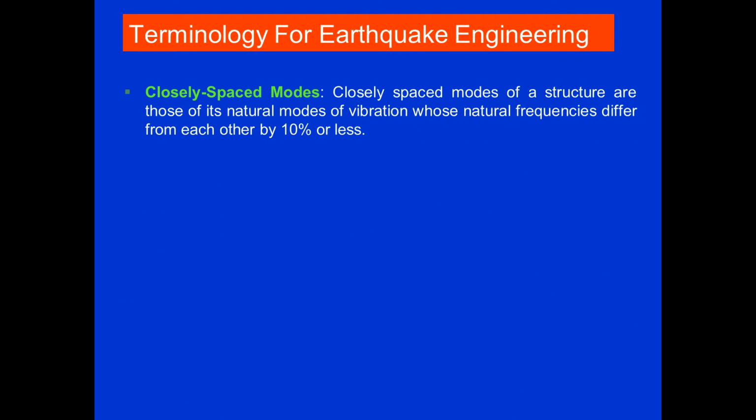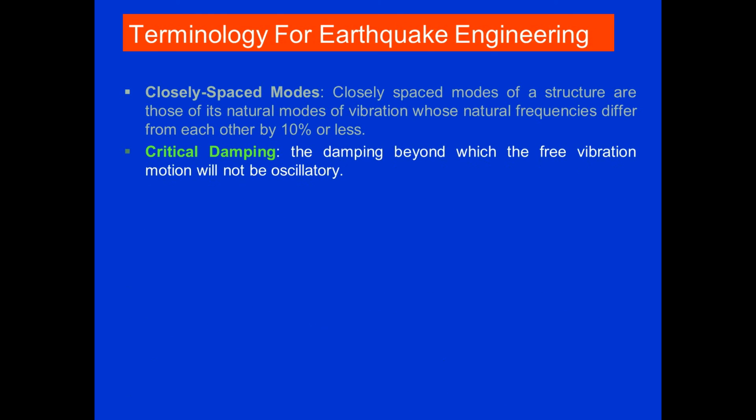Okay. Then the terminology for earthquake engineering. So it is the important part. All this terminology which is shown on your screen is available in IS 1893 2002, on page number I think 3 to 5. So you just go through that IS 1893 2002, because these definitions are very important as far as the numericals are concerned. So first of all, closely spaced modes. Closely spaced modes of a structure are nothing but natural modes of vibration having natural frequencies which differ from each other by less than 10%.